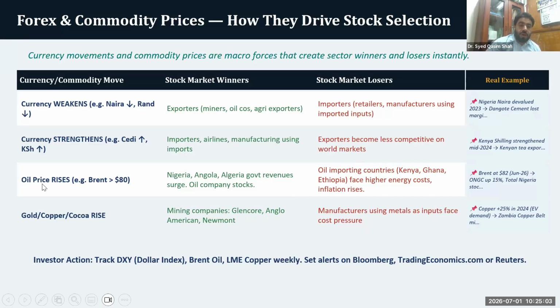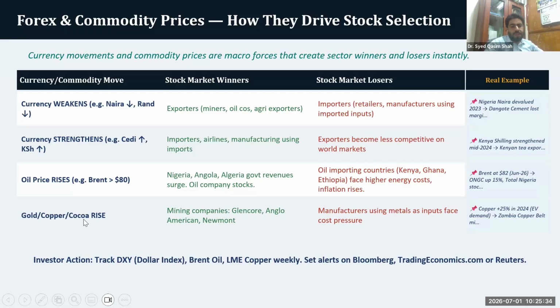Let's say if we talk about oil prices, and oil prices are rising, let's say Brent price is higher than $80. The stock markets that are winners are basically Nigeria, Angola, Algeria, where government revenue surges, and all company stocks become stock market winners. While importing countries like Kenya, Ghana, and Ethiopia suffer as losers in that financial market.